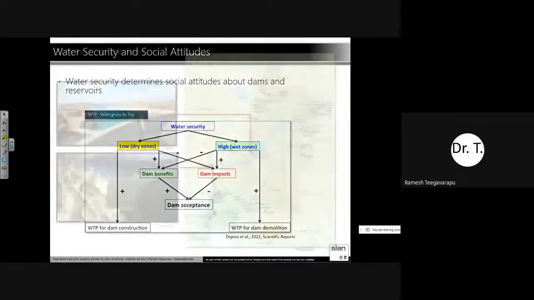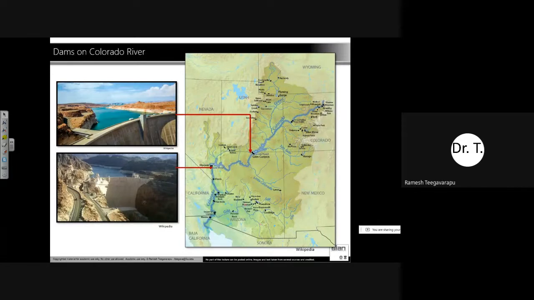Of course, it's based on a survey, but again, you can see how the attitudes towards dam building and dam demolition are changing. So here's an example of how the droughts in the United States are happening.